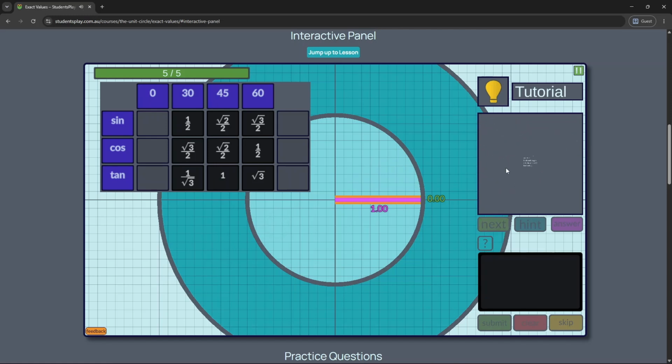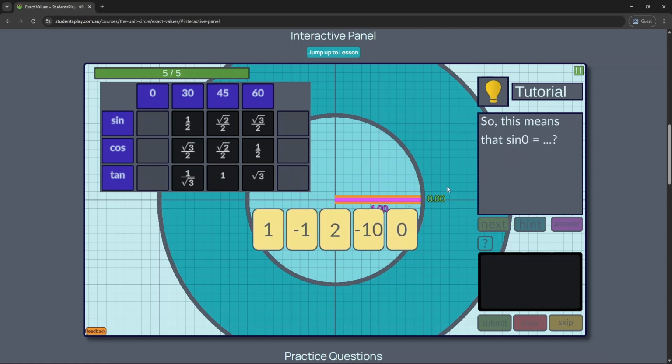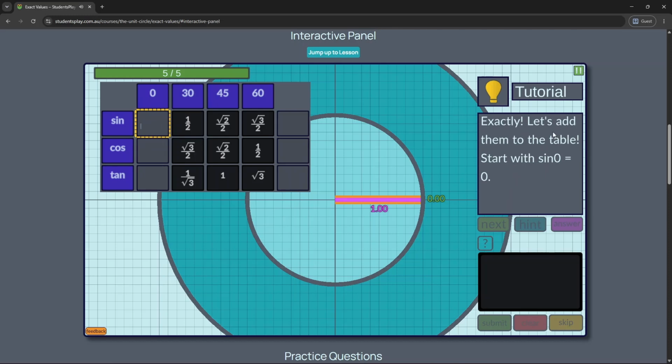So this means that sine theta is the opposite side, so sine of 0 would just be 0. And cos theta is the adjacent, which is 1. Exactly. Let's add them to the table. Start with sine 0 equals 0, and cos 0 is 1.